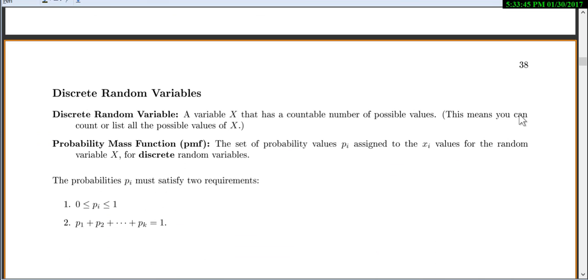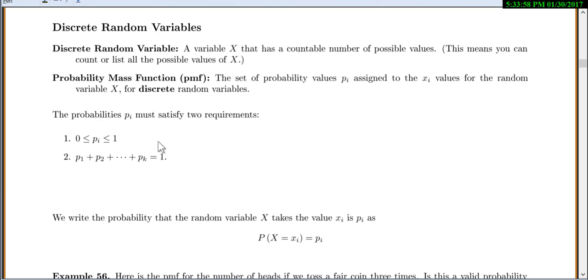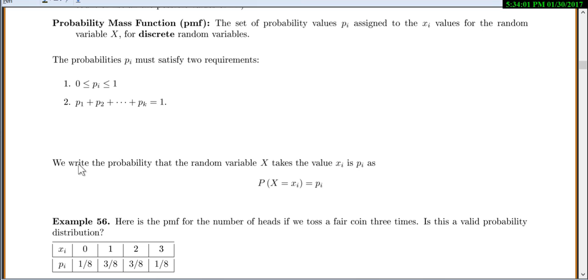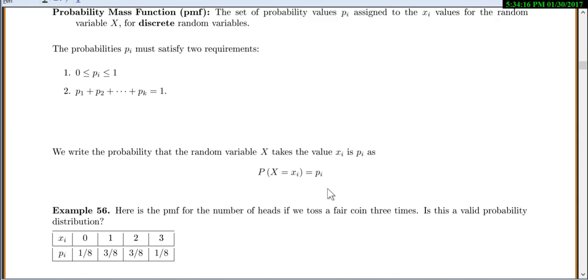Now all probabilities must satisfy 2 requirements if you're going to have a probability mass function. Every probability must be between 0 and 1, and all of your probabilities have to add up to 1. That shouldn't be surprising. We've already said that once before. And some more specific notation: we write the probability that our random variable x takes the value xi as pi. The probability that x equals some specific number is a specific probability.